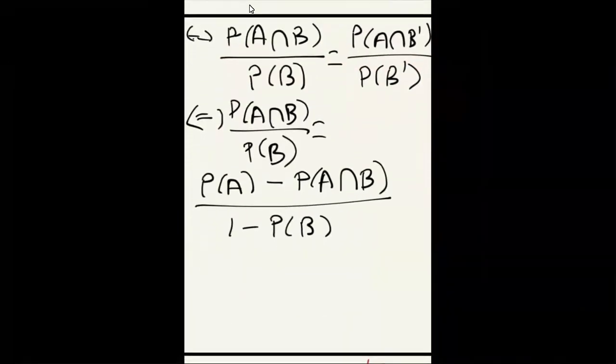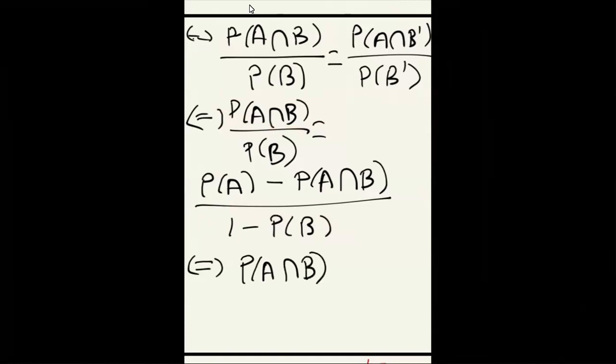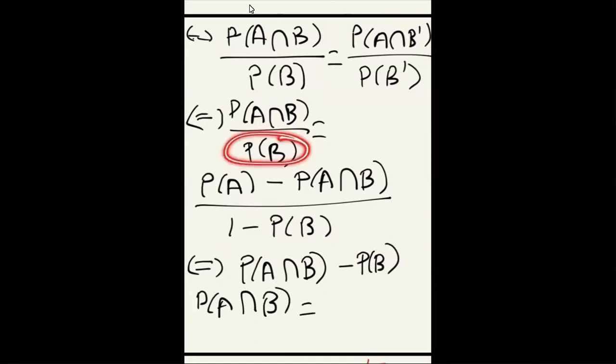And now you can cross multiply both sides. You will multiply this numerator with this denominator. So you have probability of A intersect B minus probability of B times probability of the intersection is equal to this denominator multiplied with this numerator.